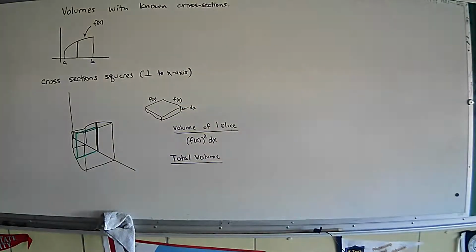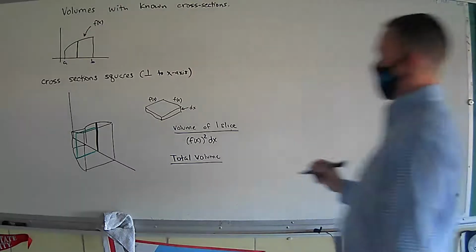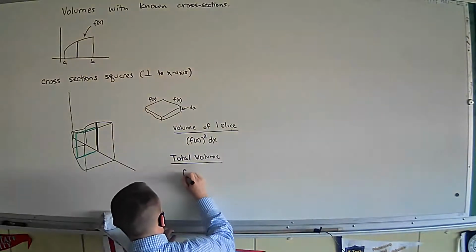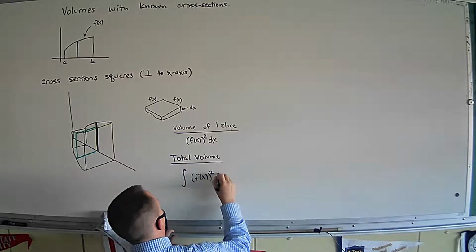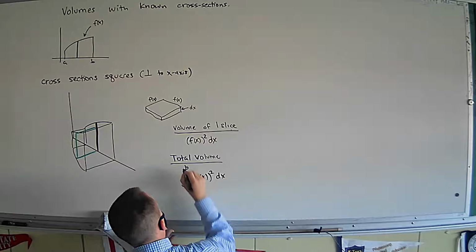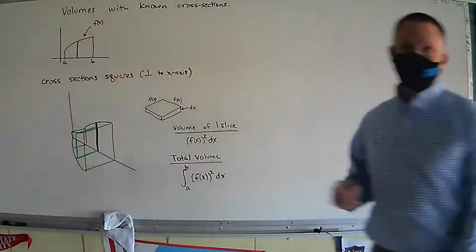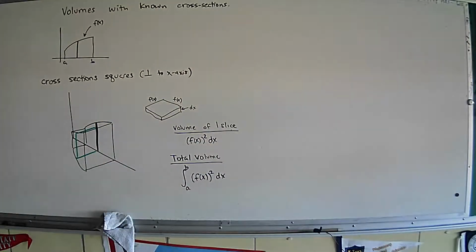How do you find the total volume? We're going to add up all the slices, right? From where to where? A to B, right? How do we add them up? We integrate. Remember, integrating is adding up a bunch of stuff. Here we're adding up a bunch of pieces that have that volume, which gives me a total volume.